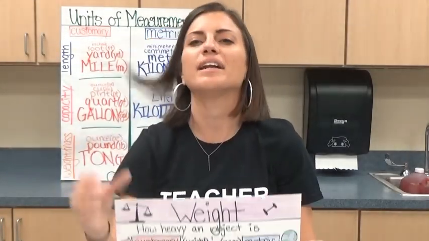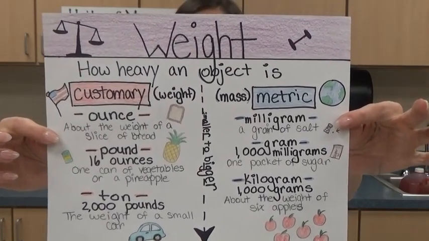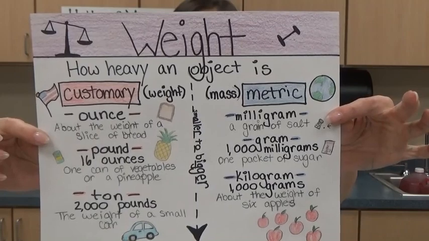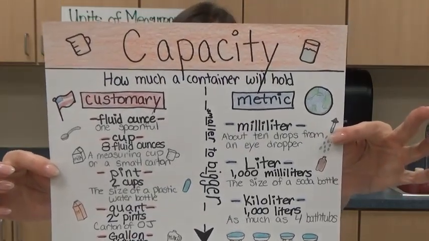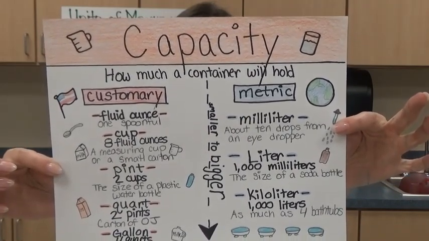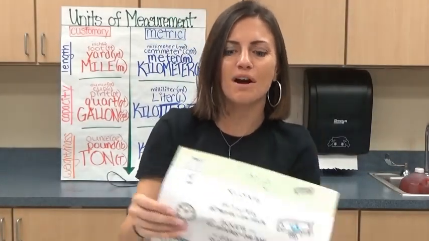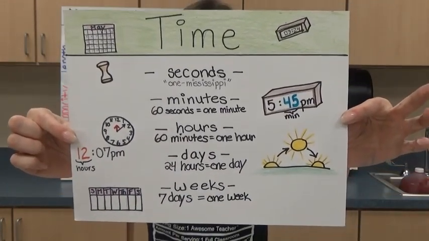Now the next one we're going to do is weight. Go ahead and get ready to pause, and I want you to copy down all of your units of weight. Up next, we have capacity. Ready? On your mark, get set, pause. Okay, and the last one is time. So on your mark, get set, pause your video, and copy down time.